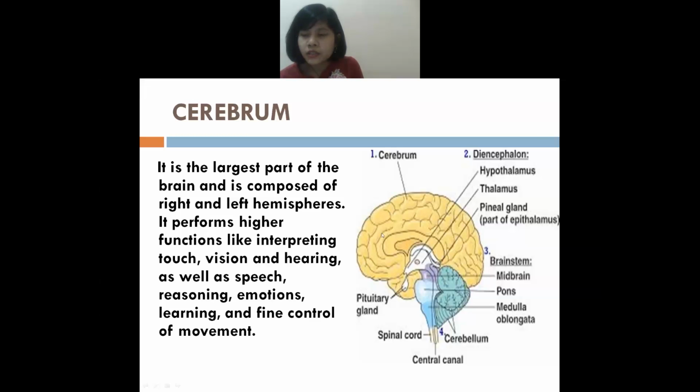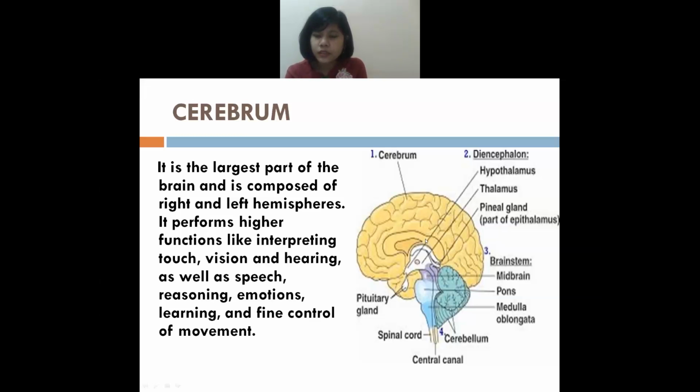From the picture itself, you can say this cerebrum is the largest part. Even from the size compared to the other parts, it is the biggest and the largest. So you can say that the cerebrum is the largest part of the brain, and it is divided into 2 parts, the right and the left hemisphere. So in the cerebrum, you will get both right and left hemisphere.